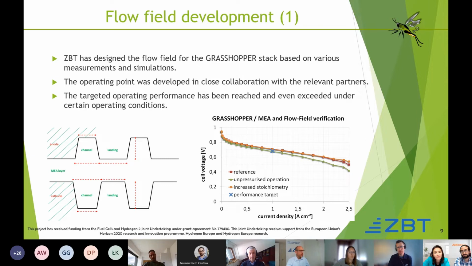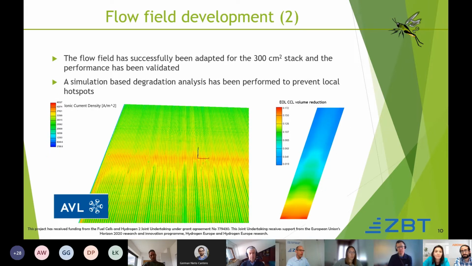And then, Maria, please go ahead. And then we have translated, thank you. Then we have translated this new flow field that we have tested within the test cell to the 300 square centimeter active area from the new Grasshopper stack. And this design has been finally validated within measurements.